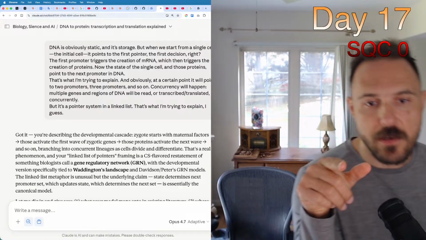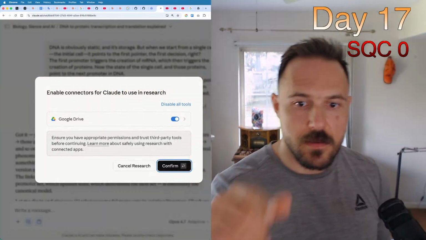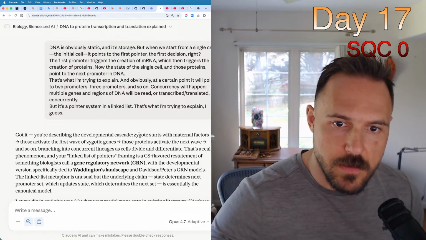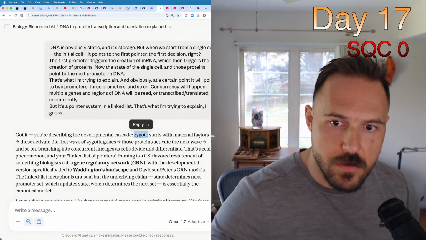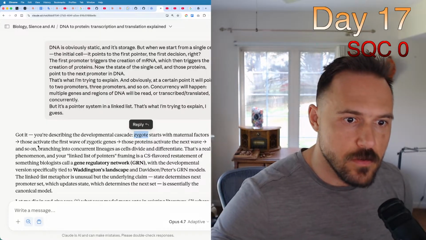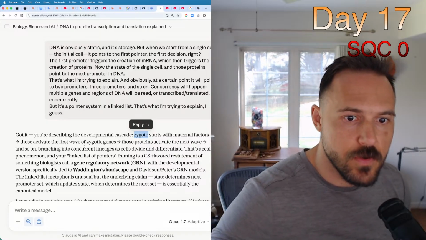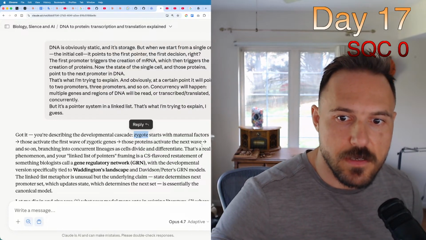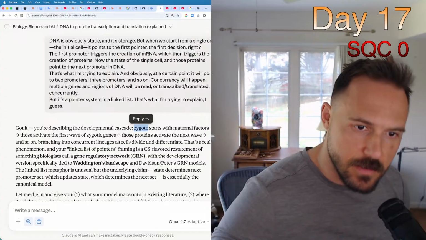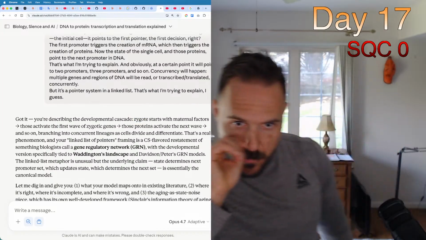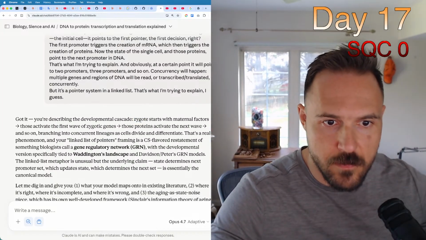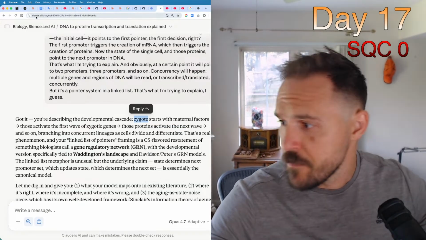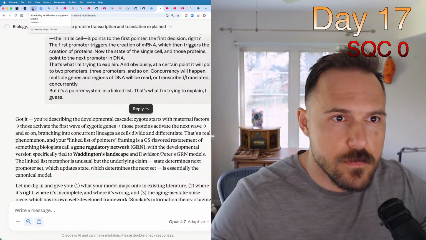Developmental cascade, yes. Confirm. Zygote starts with maternal factors. Those activate the first wave of zygotic genes. Those proteins activate the next wave, and so on. Yes. So zygote. Development cascade. That's a better word.